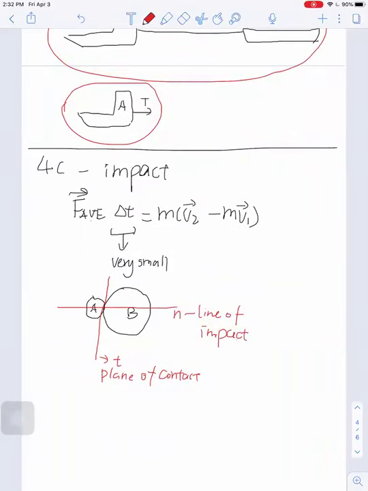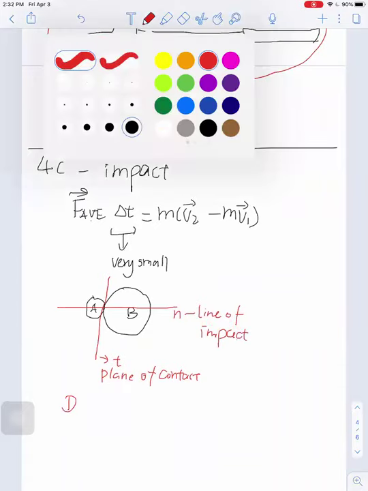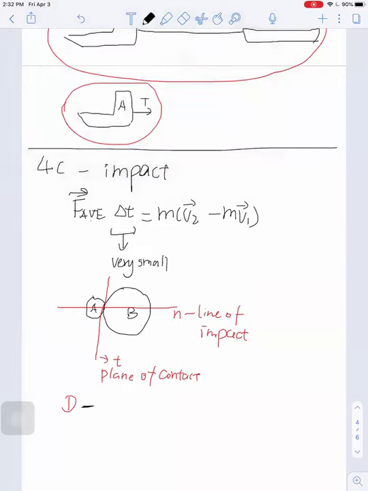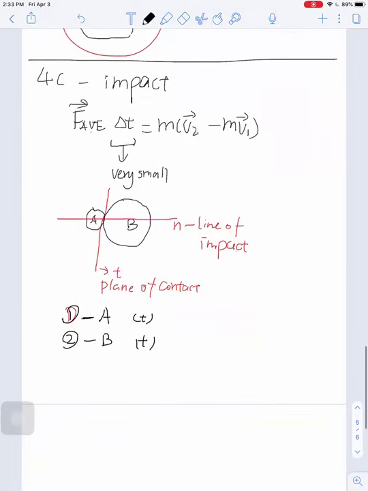Then we start with just particle A. Then we end up with a conservation of momentum in the T direction. Then we look at just B, and we end up with a conservation of momentum in the T direction. Then we start looking at A and B together. Then we get conservation of momentum in the N direction.